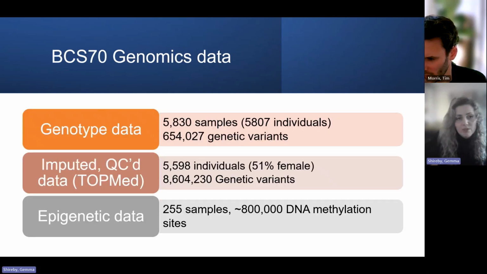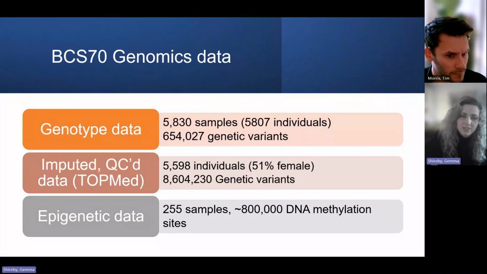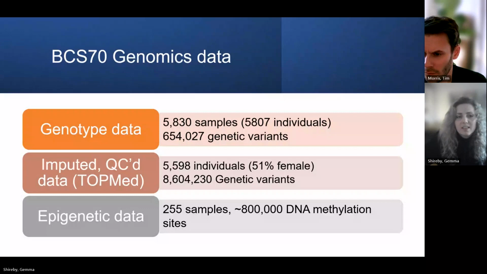So here's a bit of an overview for the BCS70 data. We have genotype data for over 5,800 individuals. Again, this was genotyped using the GSA array, and there's over 650,000 genetic variants. This data has also been imputed, QC'd, and it used the TOPMed panel.